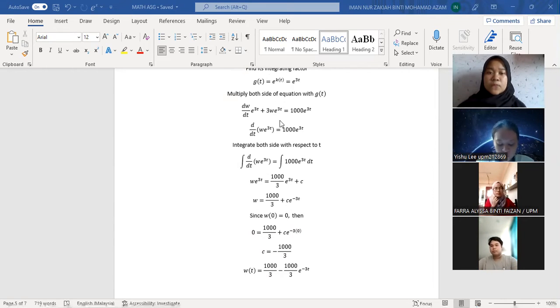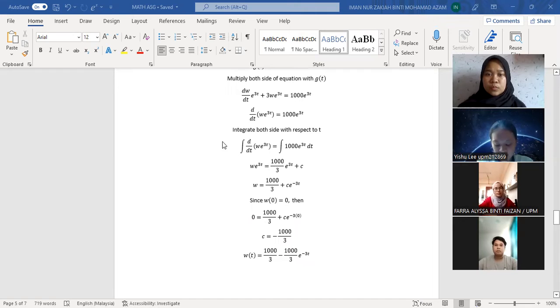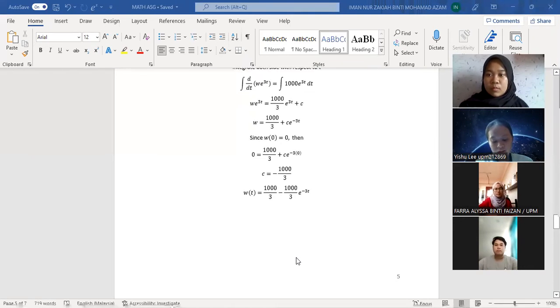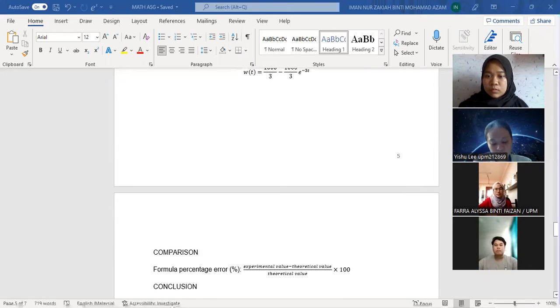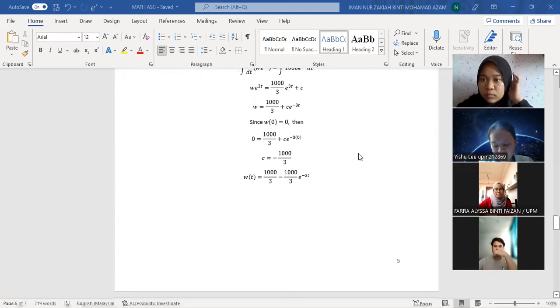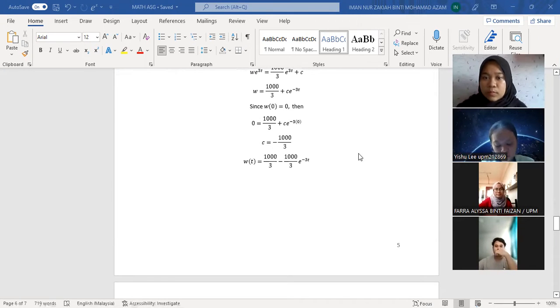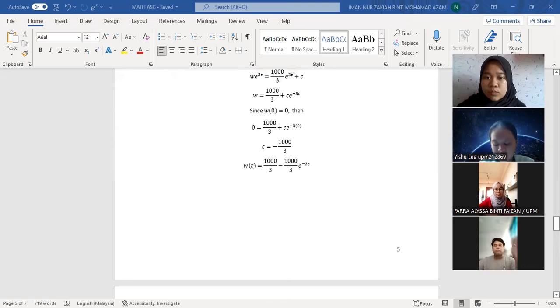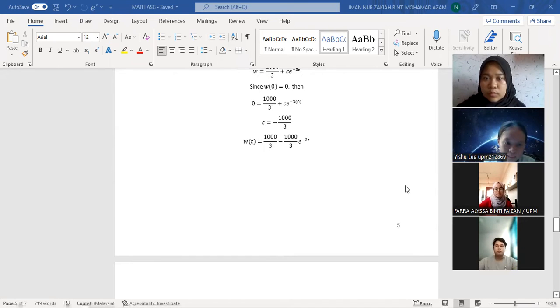And next, we just integrate both sides. And finally, the left side will become the integrating factor times y. So by using an integrating factor, we are able to get an exact solution which is able to show a perfect smooth curve. So that's all for my part.